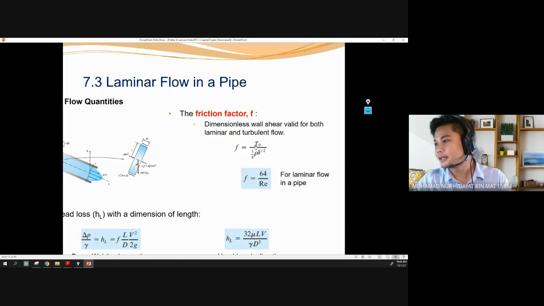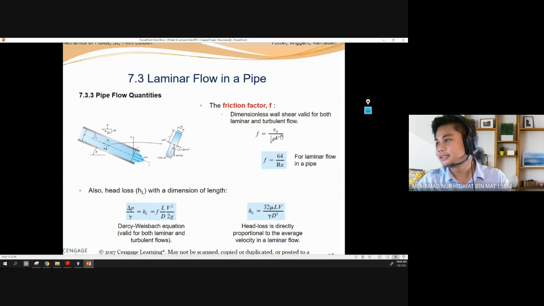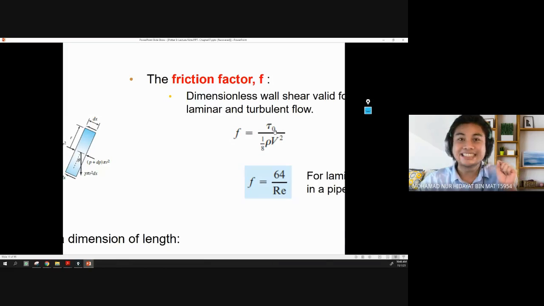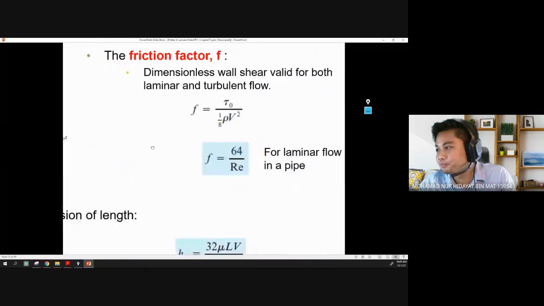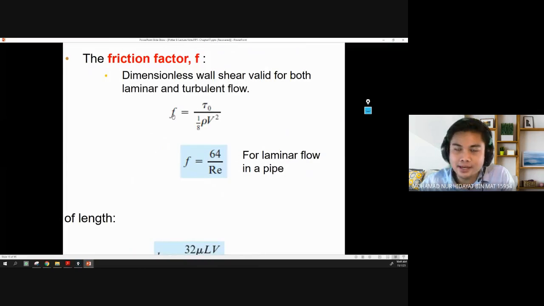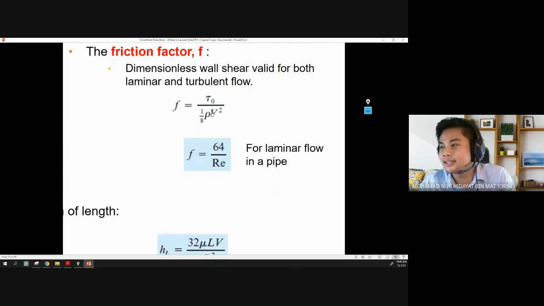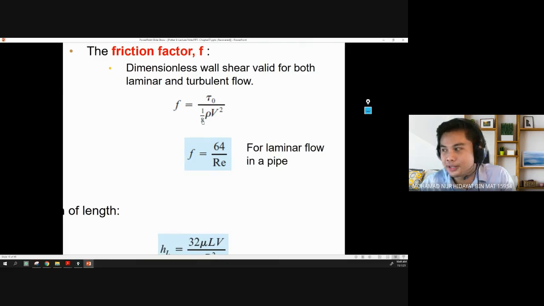So the friction factor, in this case, tau naught is the shear stress at the wall. Remember the zombie location? Where's the zombie location? The zombie location is at the wall. That's why tau naught is at the wall. You can see here, R naught at the wall location. This is the strength of the zombie definitely at the wall. So tau naught over 1 over 8 rho V squared. They try to simplify this one in terms of Reynolds number.